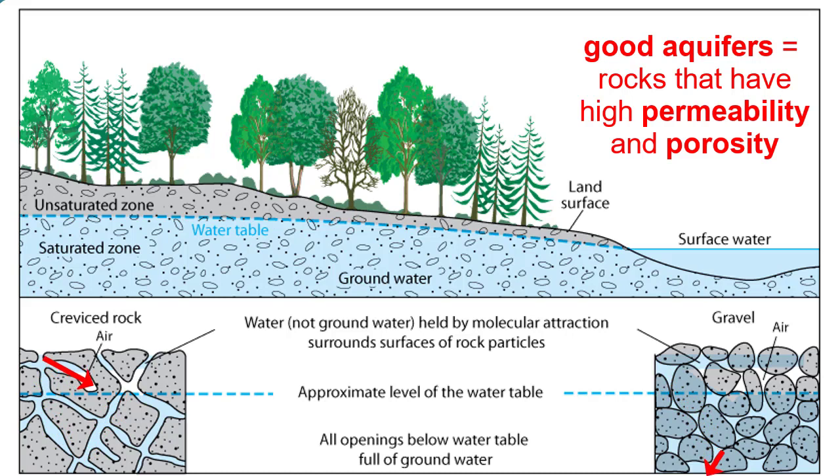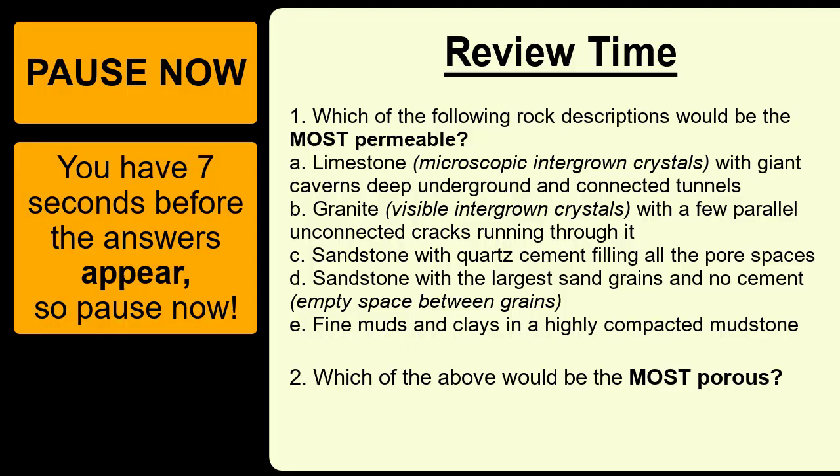For us to be able to access the water in the ground, and for the water to get there in the first place, the ground has to be both porous and permeable. Pause now.